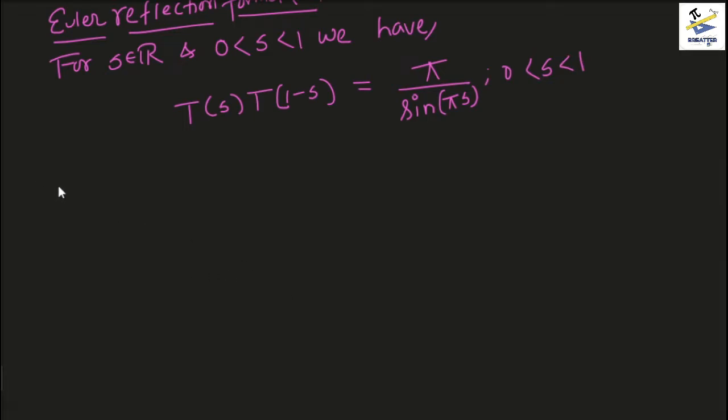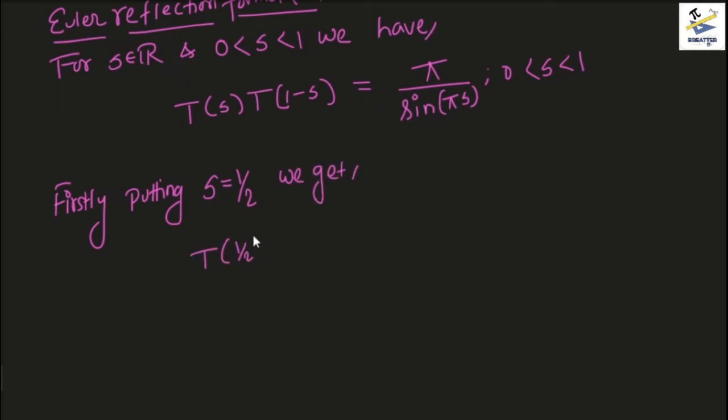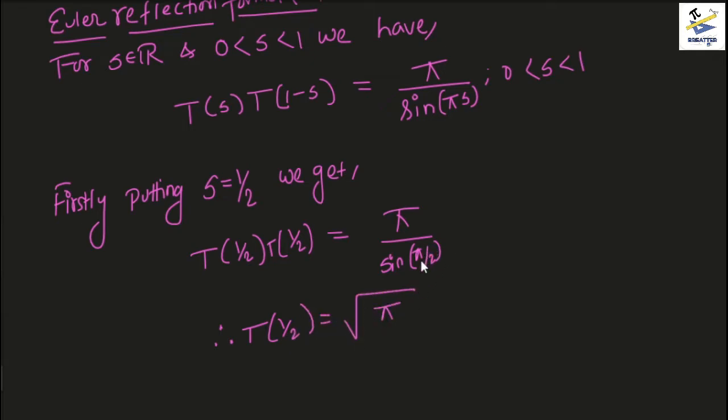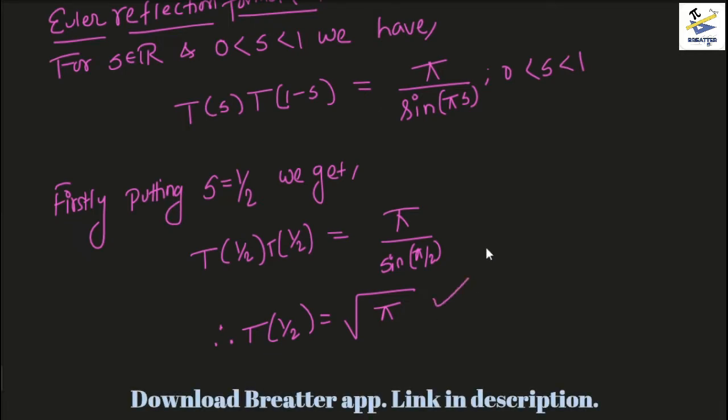So firstly, putting s equals 1 by 2, we get gamma of 1 by 2 into gamma of 1 by 2, because you see 1 by 2 and 1 minus 1 by 2 is also 1 by 2. This will give you pi by sine of pi by 2, right? Therefore gamma of half, since it's a positive quantity, would be root pi, since sine of pi by 2 is just 1. So this is the result we are talking about.